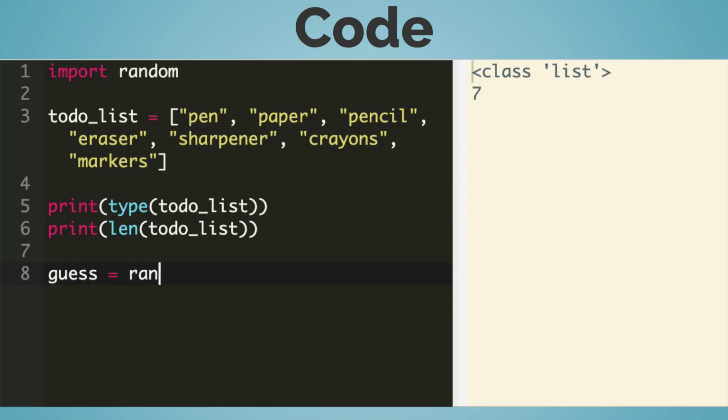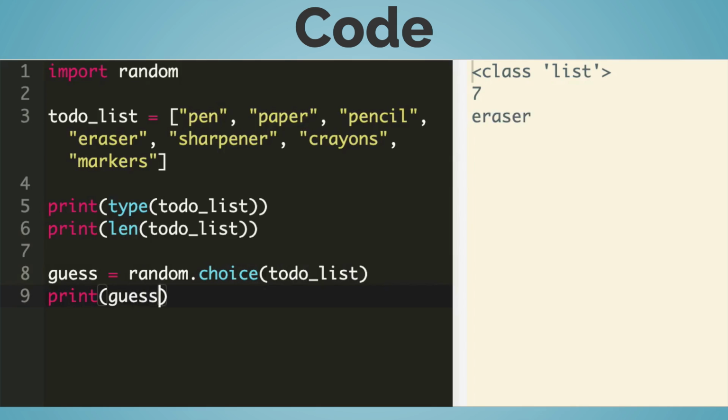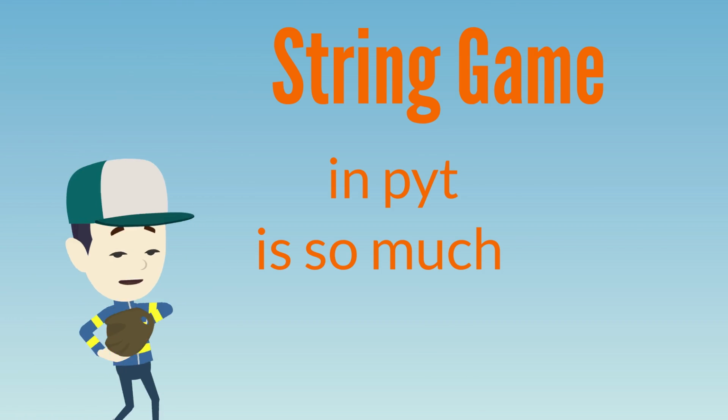Guess equal random.choice to-do list. Print guess. I got the answer: eraser, markers, pen, crayons, eraser, pen, pencil, eraser, crayon. String game is so much fun in Python.